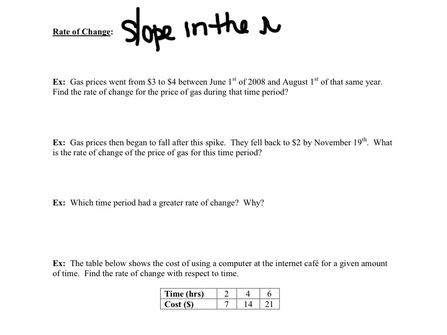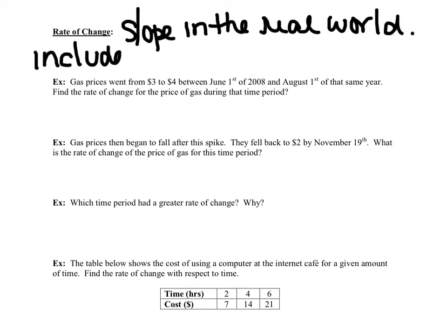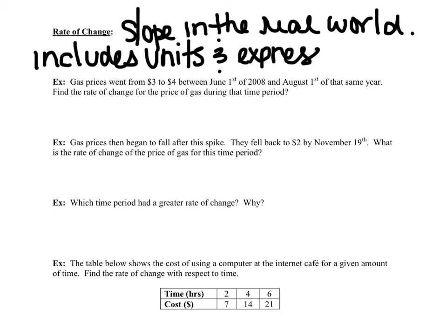And what you need to do when you're doing rate of change is you need to include your units and express it as a unit rate. So unit rates have a denominator of 1. So for that first example, it says gas prices went from $3 to $4 between June 1st and August 1st of that same year. I'm going to try to find the rate of change for the price of gas during that time period.